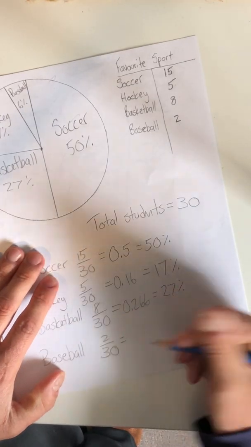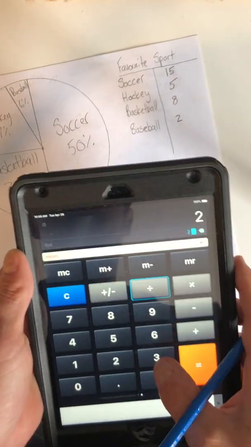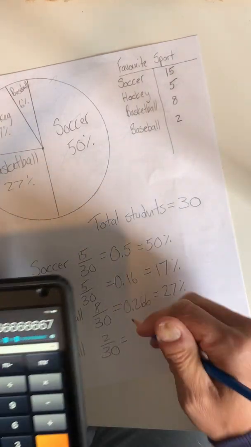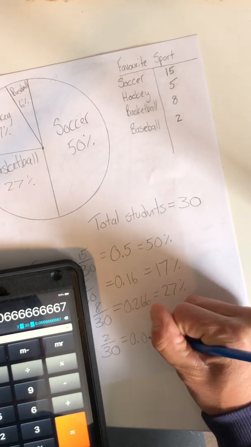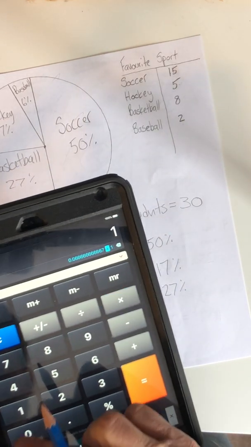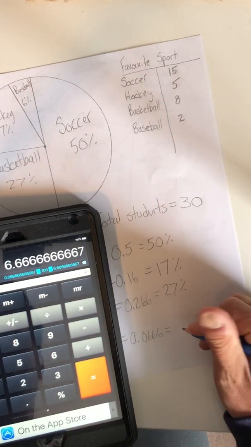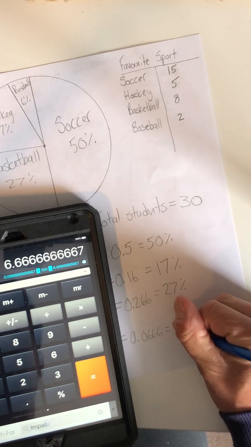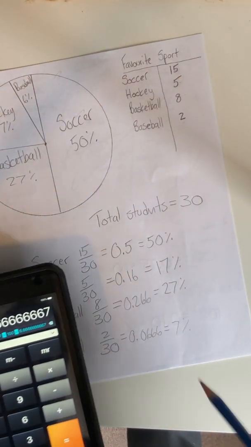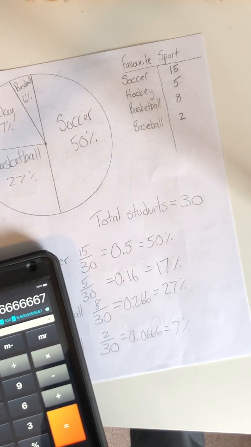So 2 out of 30 is 2 divided by 30 is 0.0666. Now, if we times that by 100, there we go, 6.6. But what's going on here? It's telling me if I round it, it would round it to 7%. Well, that can't work because I can't have them all add up. That would mean if that was 7%, they would add up to 101. And it can't be 101, it has to be 100%.